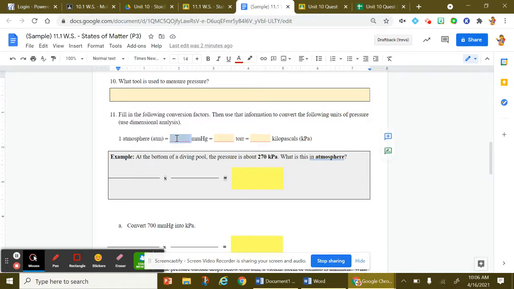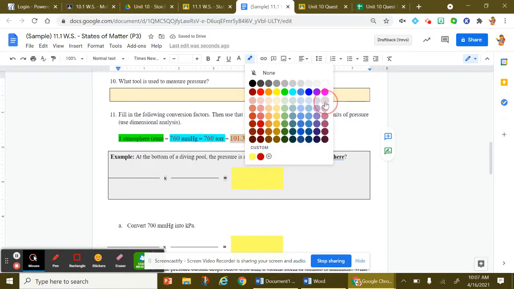The first thing we're going to do is look at the notes, and you'd see that one atmosphere is equal to 760 millimeters of Hg, or 760 torr, because those are the same, or they're equal to 101.3 kilopascals. All of these things are equal, and you are going to need these values in order to do your conversion factors. So I'm just going to highlight these different colors. Make this one purple.